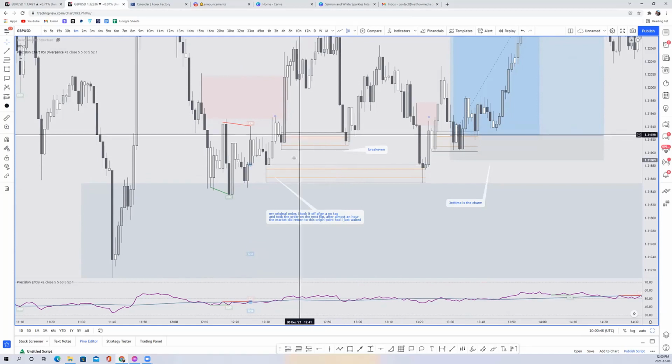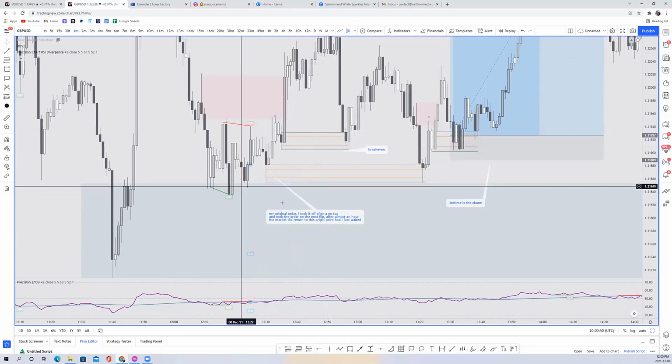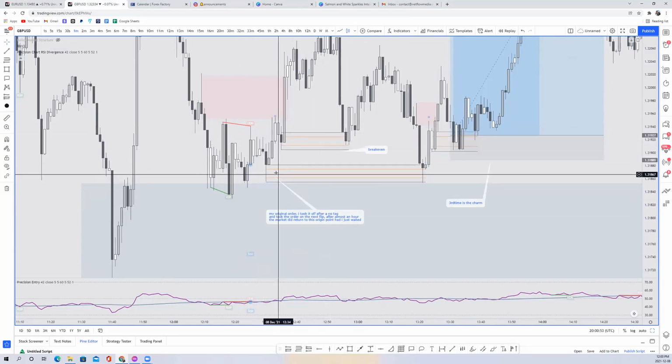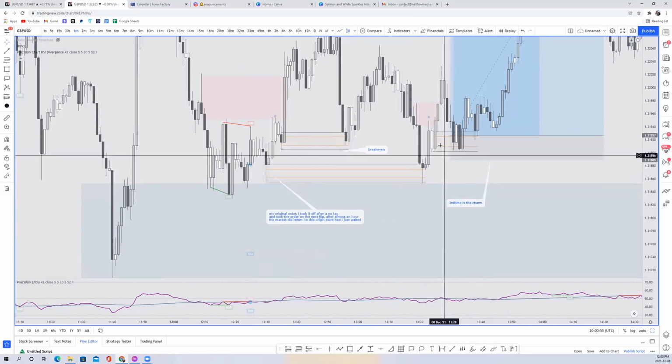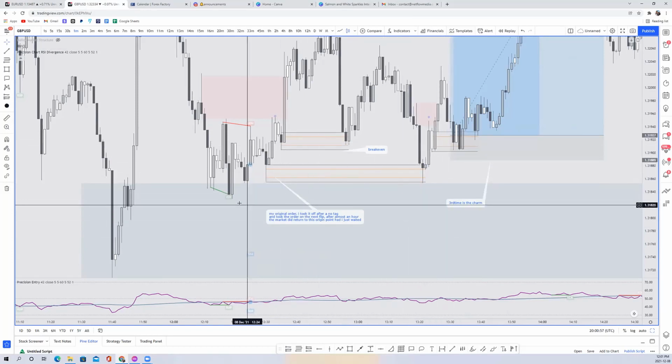I ended up breaking even on this one. I wasn't patient enough to wait for this, but it took about an hour to come back. So once it tapped it, I waited for the next flip zone. But again, the idea is just to give people more confluence for entries.